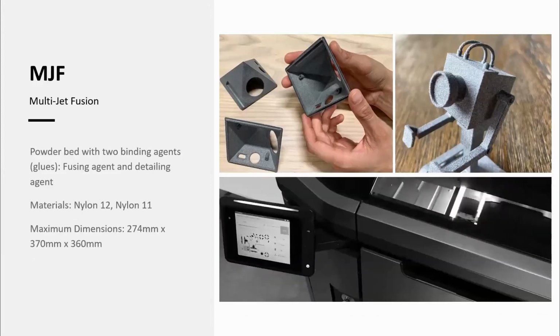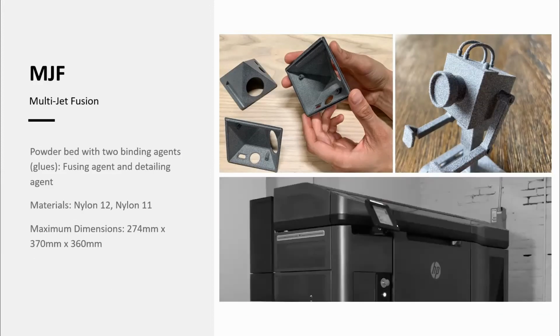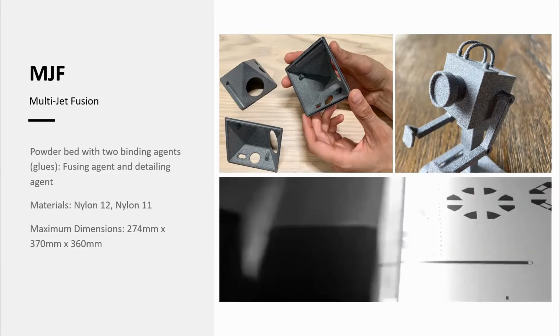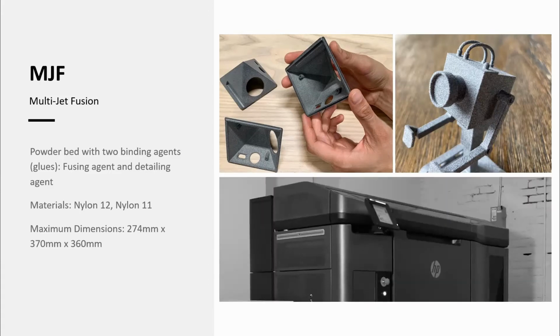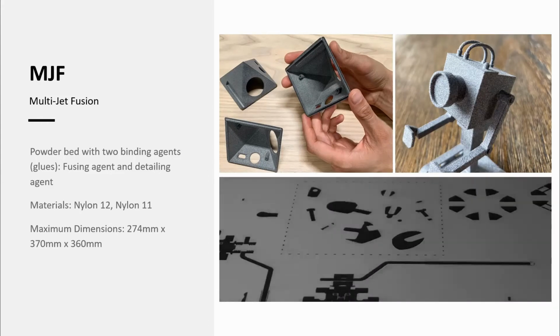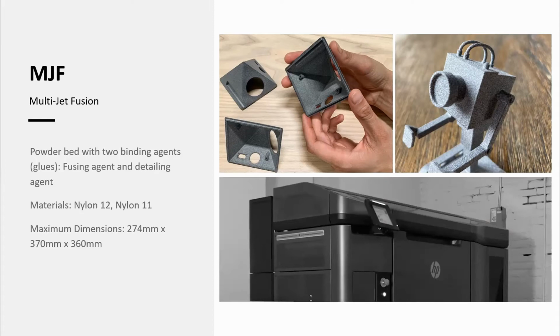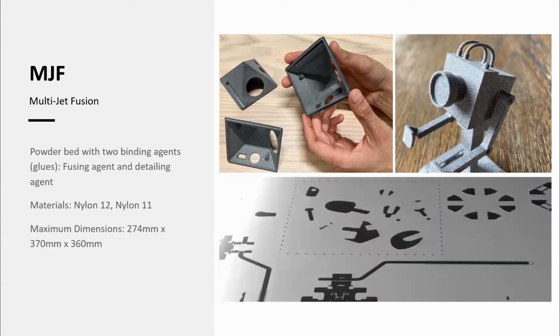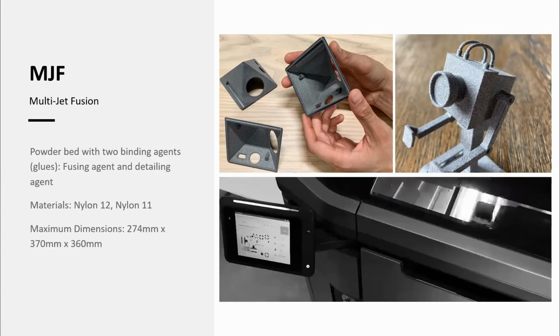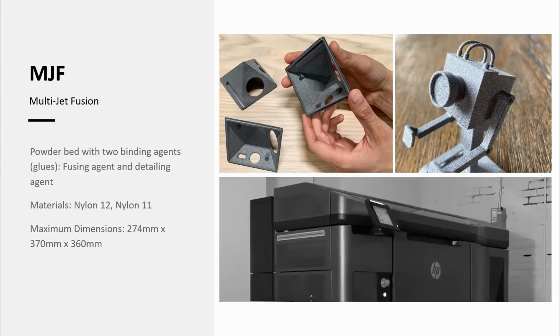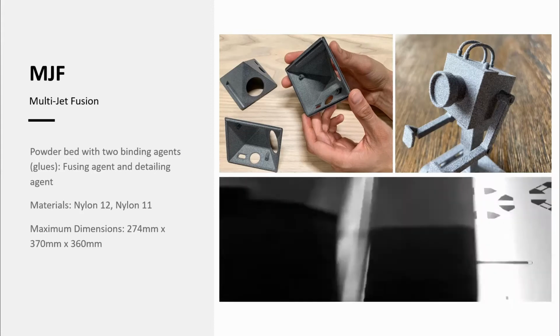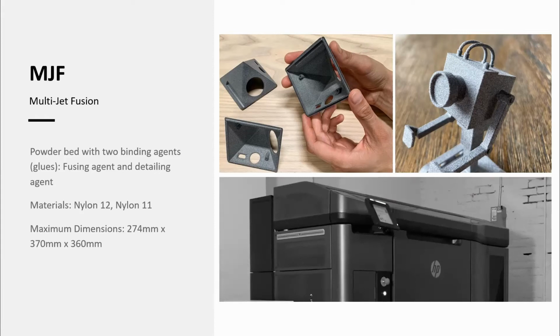Next up, MJF, or multi-jet fusion, has some similarities to SLS because it's also a nylon powder bed process. However, in contrast to SLS, instead of sintering the material with a laser, MJF uses a fusing agent combined with an infrared light source to create the parts.